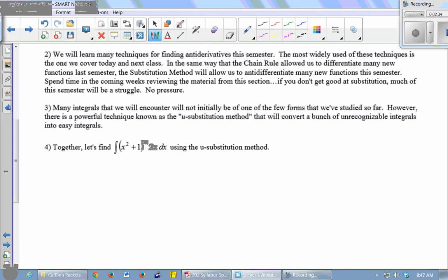All right, so we're going to learn many, many techniques for finding antiderivatives this semester. The most widely used of these techniques is the one we learned today, and we're going to continue talking about it next class. In the same way that the chain rule allowed us to differentiate many new functions last semester, this method, called the substitution method, is going to allow us to anti-differentiate many new functions. So spend time in the coming weeks reviewing the material from this section. If you don't get good at substitution, much of this semester will be a struggle. No pressure.